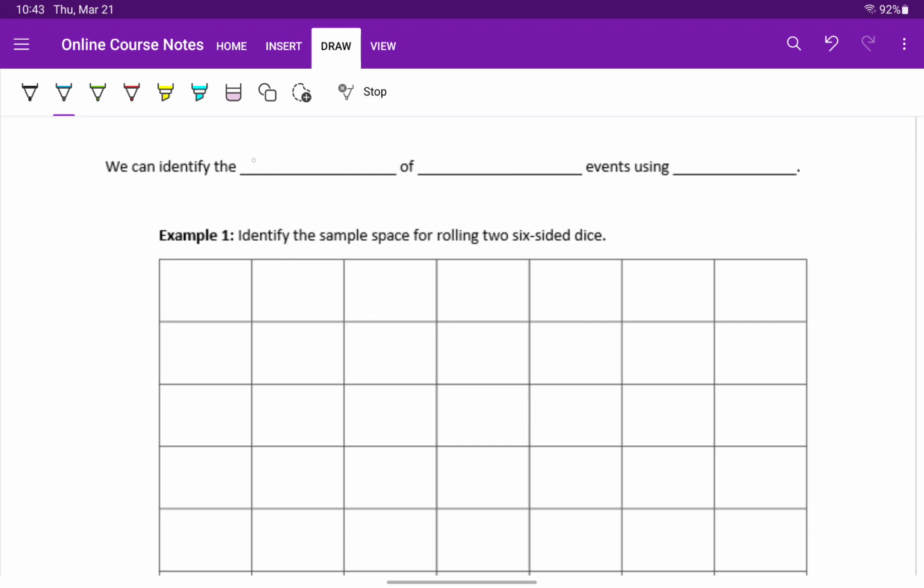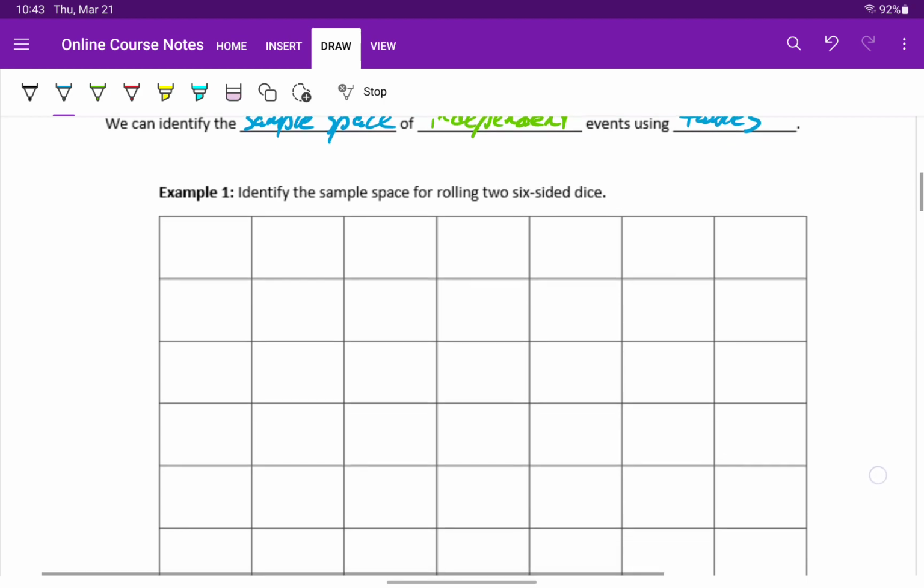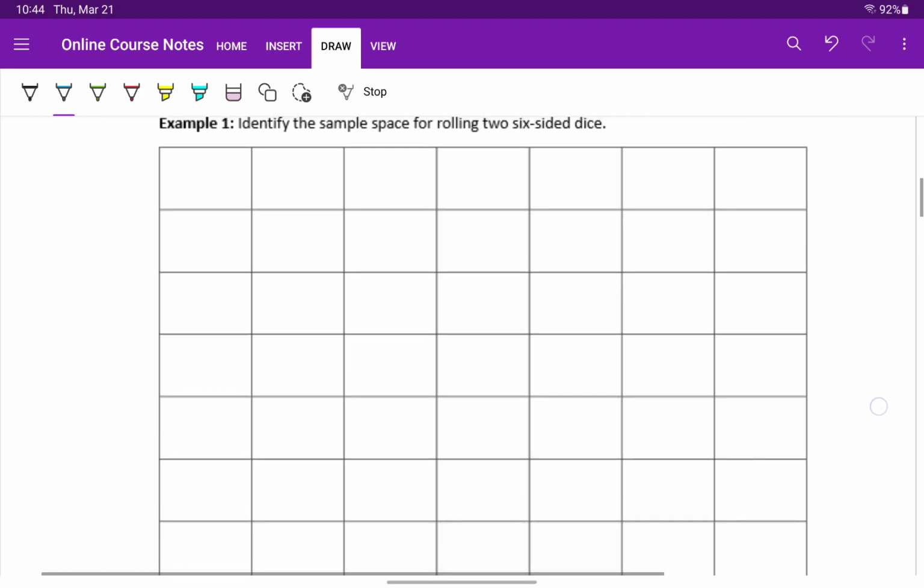So we can consider identifying the sample space of independent trials or independent events using tables. In example 1, we can take that idea that we already talked about, rolling a six-sided die, and now expand it to rolling 2 six-sided dice.